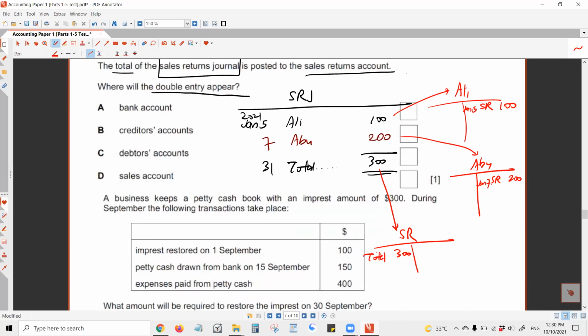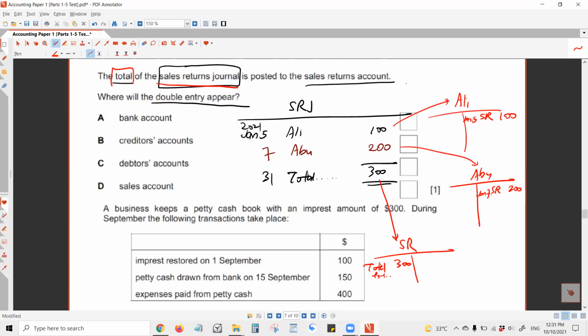I mentioned this a lot when we were doing part 4, especially part 11, correction of accounting error. In correction of accounting error, they tested you a lot on books of prime entry: sales return journal, sales journal, purchase journal, and purchase return journal. They also test you on the cash book and petty cash book in part 11. Now see the question. This is how the sales return journal works.